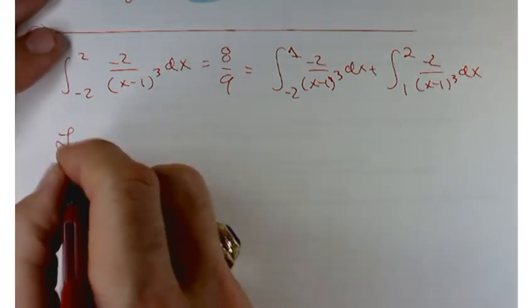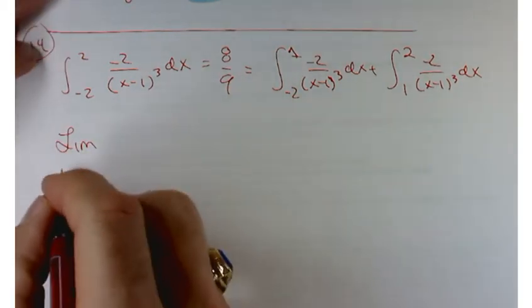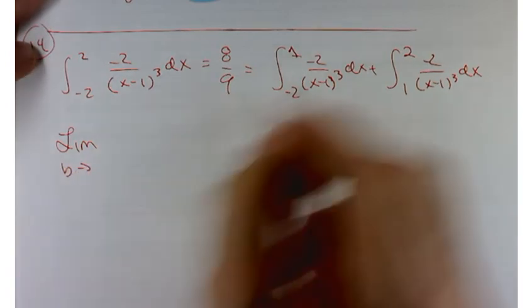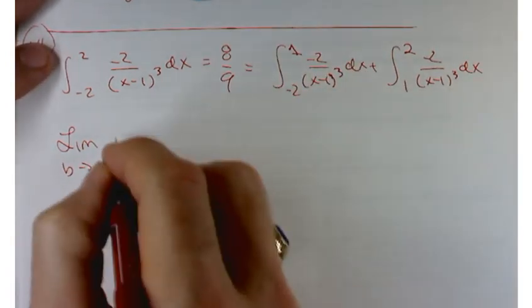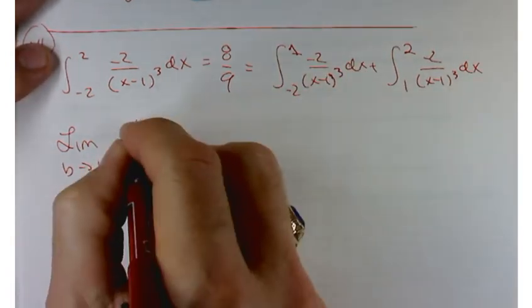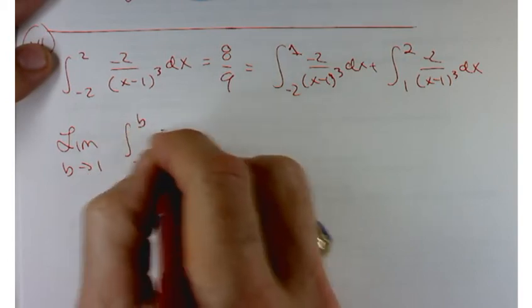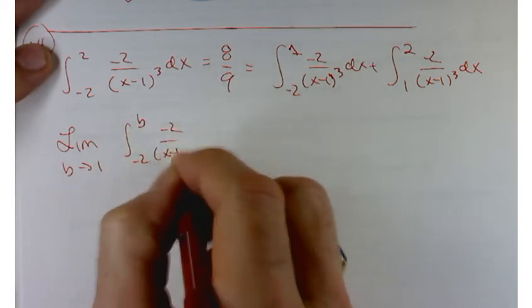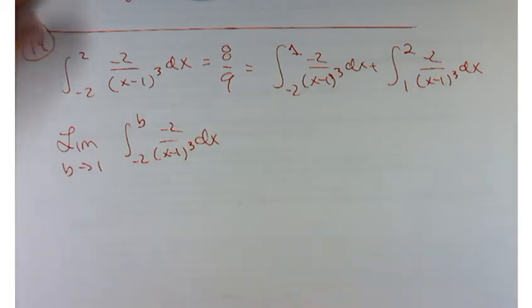Limit as b approaches 1 of the integral from -2 to b of -2 over (x minus 1) cubed dx.